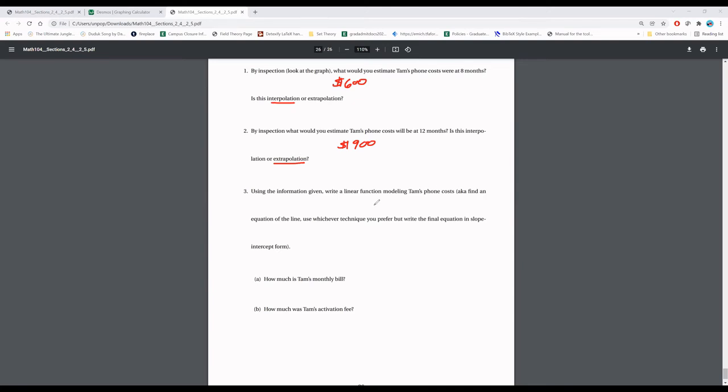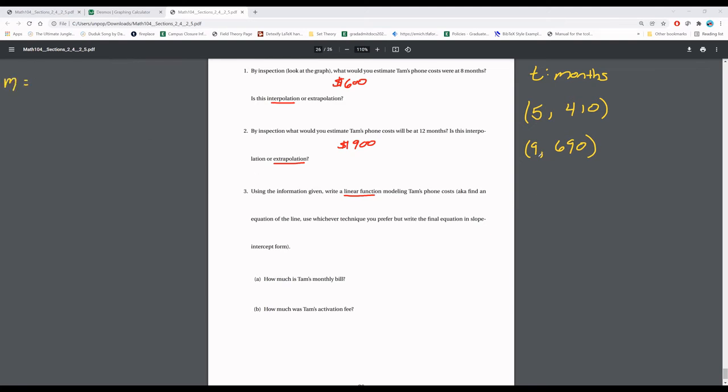Let's go ahead and find a linear function modeling Tam's cell phone costs, given what we know. What do we know? Well, according to the previous page, if I let t be months, when t was 5 months in, Tam's phone cost them $410 total. I also know that at t equals 9 months, it was $690 total. So I have 2 points on a line. I could find the slope between those two.